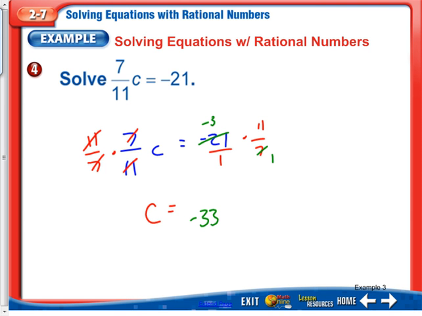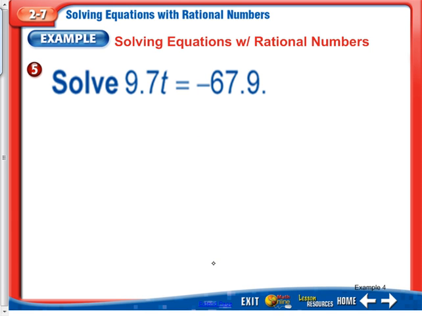If you want, you can check that by plugging that into your calculator and take negative 33 times 7 and then divide that by 11. Negative 33 times 7 is negative 231. Divide that by 11 and you're going to get negative 21, and that'll work out.